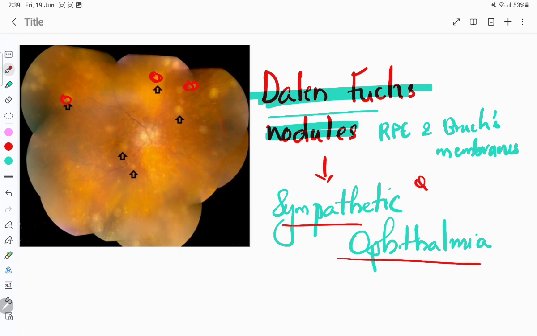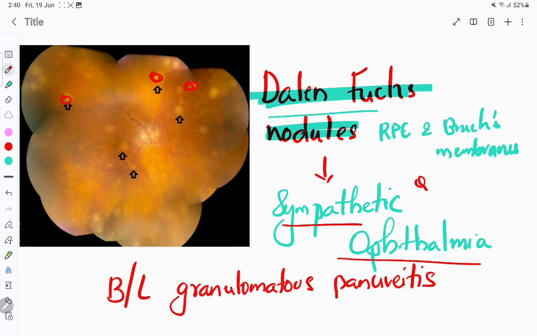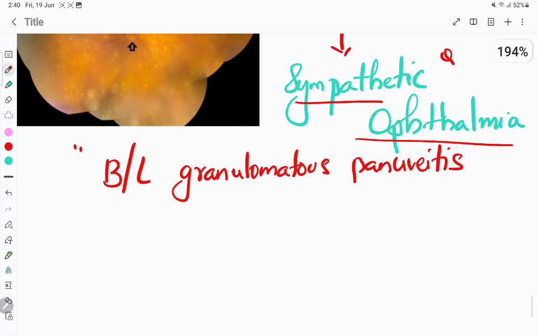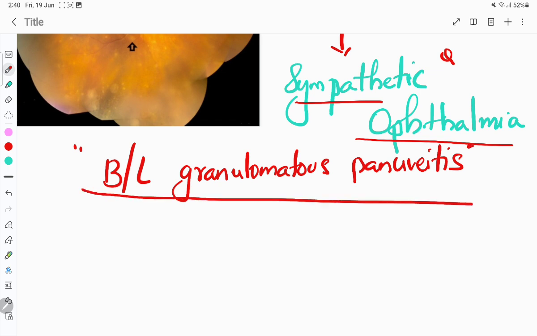What is sympathetic ophthalmia? What is the other name of sympathetic ophthalmia, guys? So this is bilateral. It's also called bilateral granulomatous panuveitis. Usually it is a long-term condition, right? This disease happens after penetrating injury to one eye.